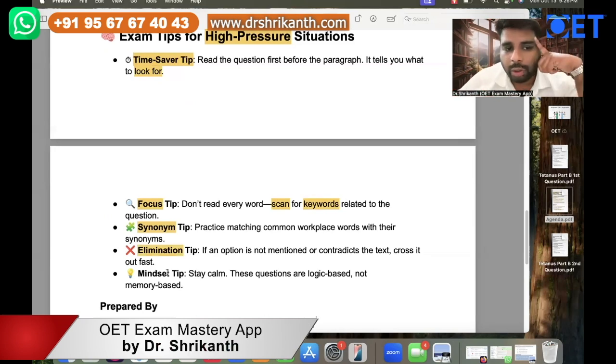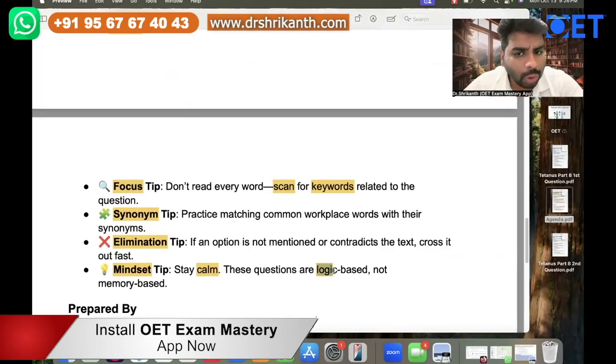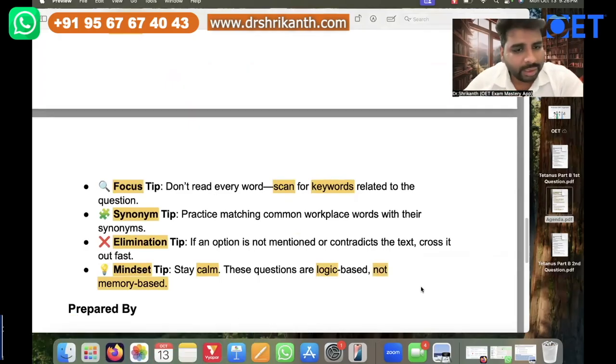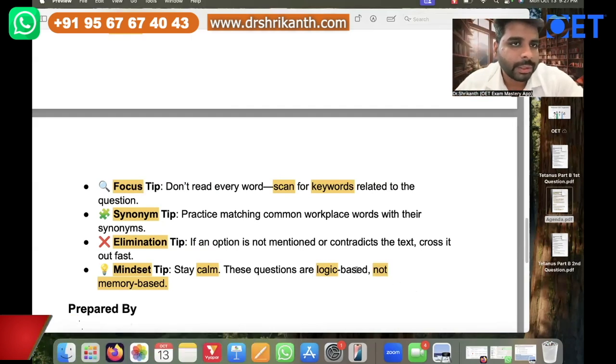And also your mindset. Okay. You can be a very, very strong student, but in the examination hall, if you are not able to stay calm, if you are not able to use your logic, then it is going to be tough because these questions are not memory based. Always remember this. In listening, in reading, the questions are not memory based. You have to use your logical deduction skills with a very calm, clear mind to find the answer. So that mindset is extremely important.